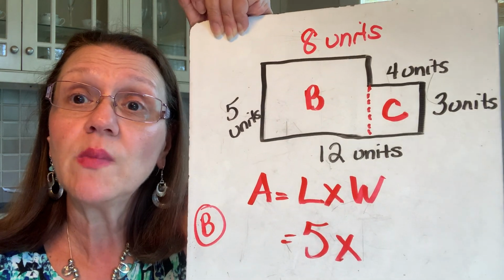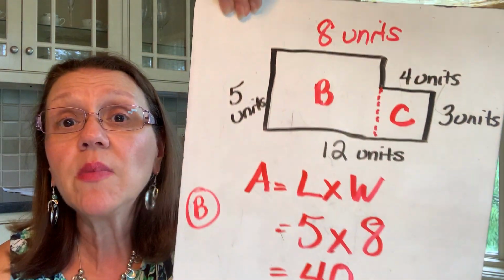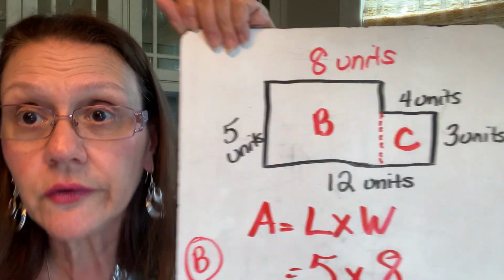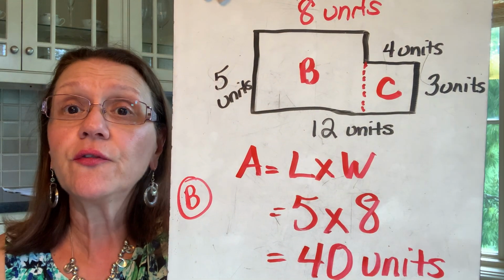So I substitute my W and I put in my 8. My next step is calculation. I calculate 5 times 8, which is 40. And my last step, which is very important, is my units. For that, I look back at my diagram and I see that in this case, my units are units. So that is the area for figure B.